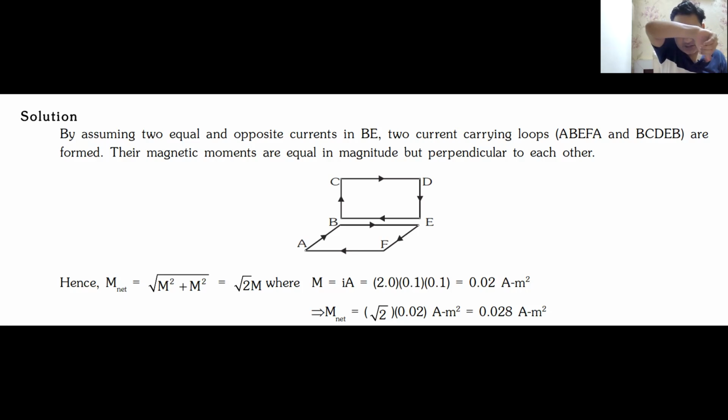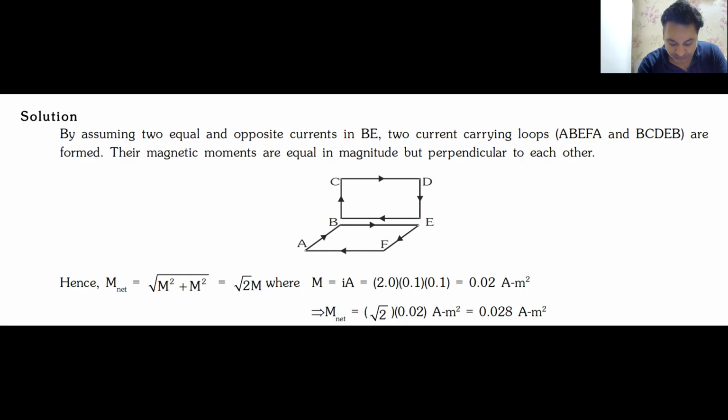For one loop, it will be going downwards. For the other loop, it will be going into the board. Yes or no? So that will be I a square minus j and I a square minus k, if I take x axis, y axis, and z axis like this. So basically, your answer in magnitude would be root 2 into m, where m is the magnetic moment of one loop, and the magnetic moment of one loop is I into a square. I hope you got this. Yes or no?